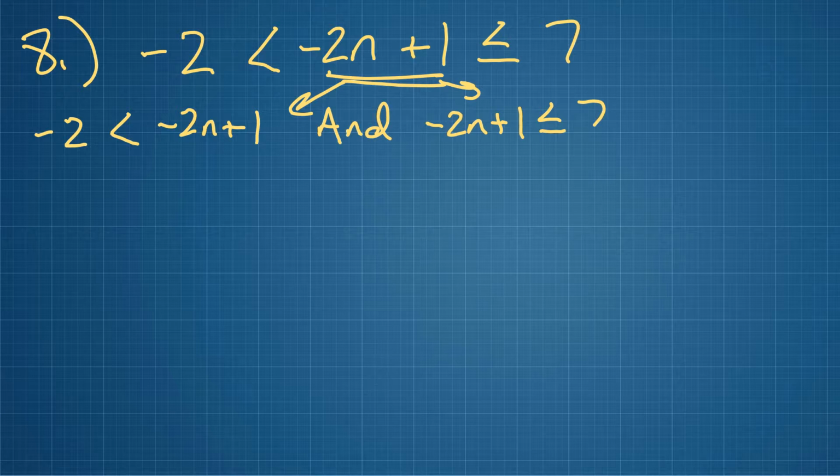Now I'm going to rewrite this. So I'm going to rewrite it. I'm going to put negative 2n plus 1. I'm going to put negative 2. And this is not a flip. This is a rewrite.